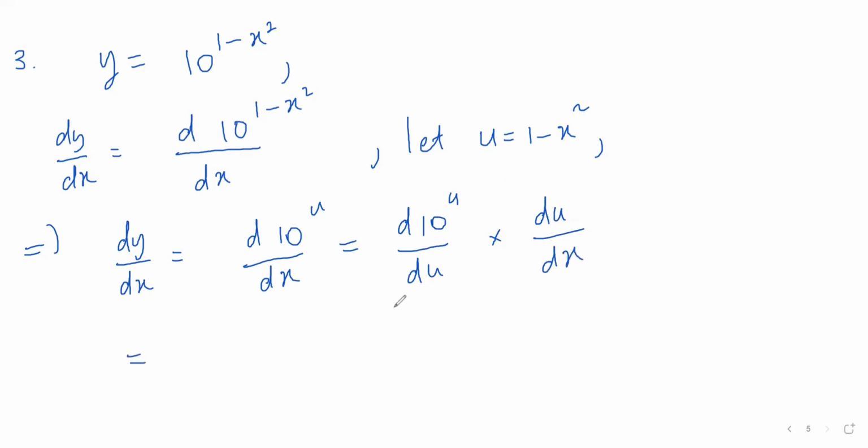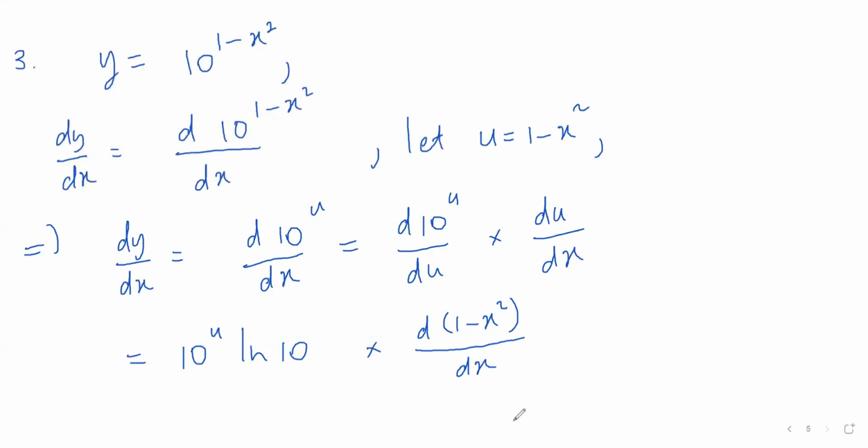So first we calculate the derivative of 10 to the power u with respect to u. The derivative of 10 to the power u with respect to u is given by 10 to the power of u multiplied by ln 10. Then we have to multiply this by the derivative of u with respect to x. In place of u we put 1 minus x squared, because u is equal to 1 minus x squared. So we differentiate that then with respect to x.